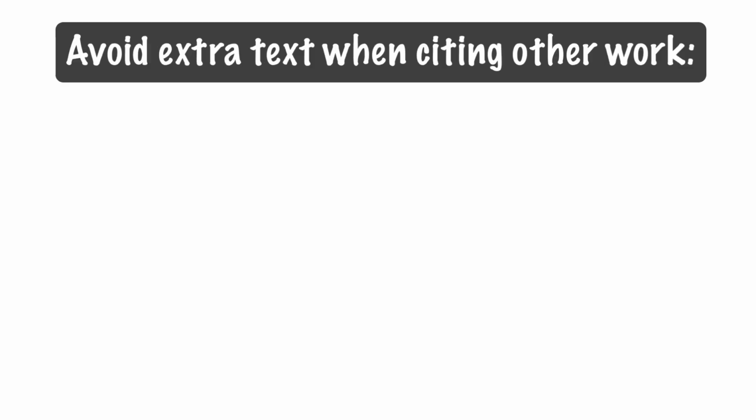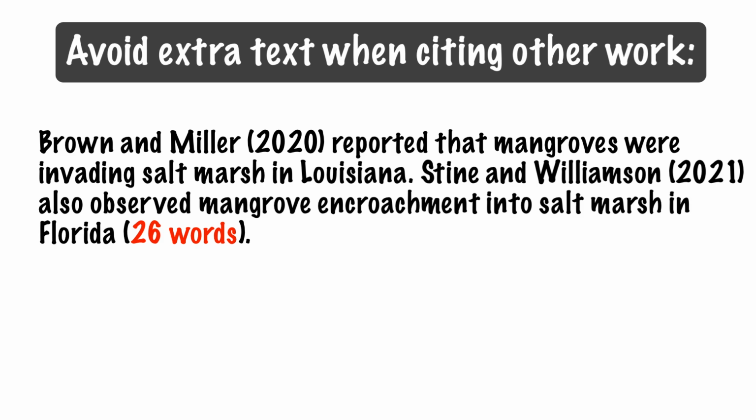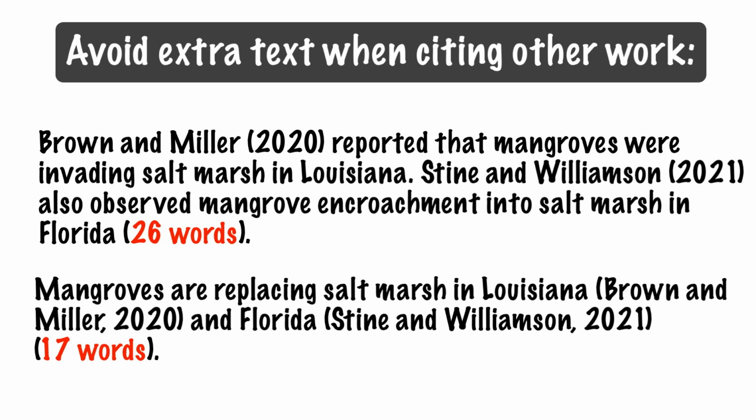Avoid extra text when citing other work. For example, "Brown and Miller 2020 reported that mangroves were invading salt marsh in Louisiana. Stein and Williamson 2021 also observed mangrove encroachment into salt marsh in Florida." This can be shortened to, "Mangroves are replacing salt marsh in Louisiana (Brown and Miller 2020) and Florida (Stein and Williamson 2021)."